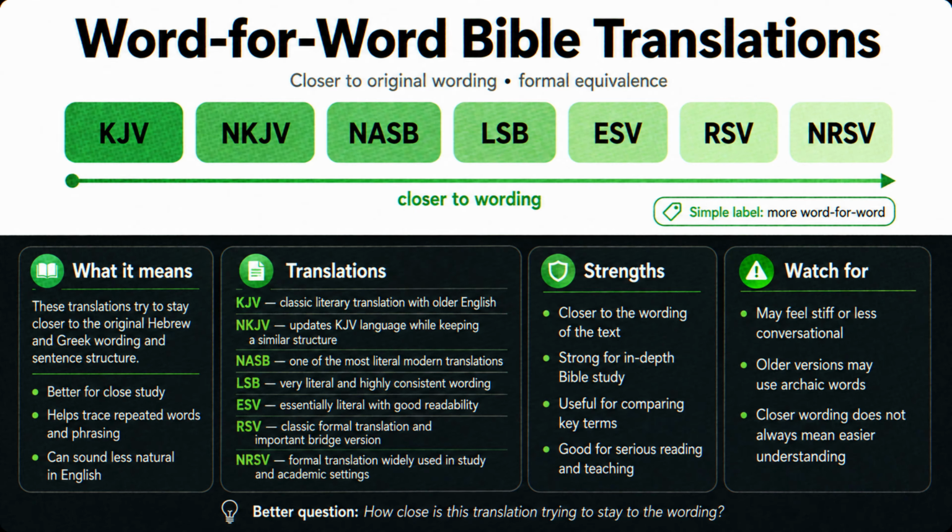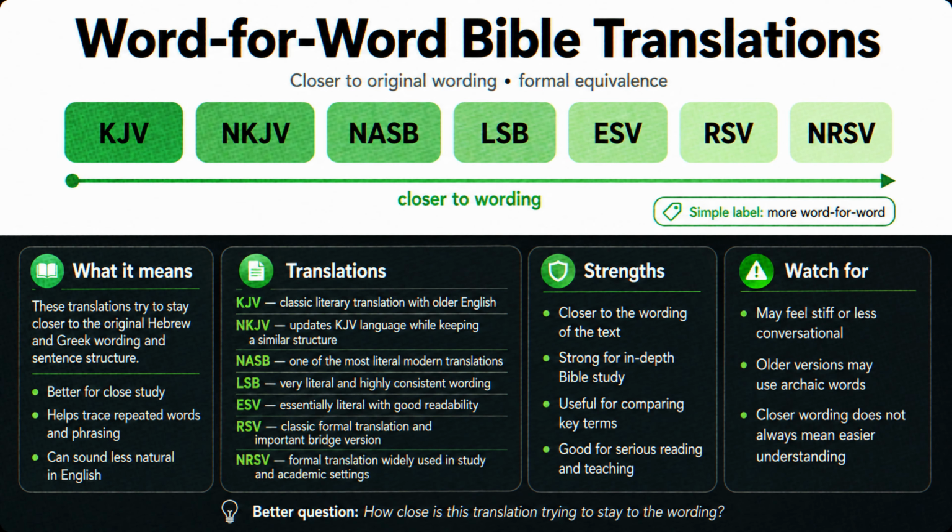Right. The translators of these versions actively refuse to smooth out the sentences just to appease a modern ear. So if the original Greek was clunky, they leave it clunky. Exactly. If the original grammatical structure was complex or slightly awkward, a word-for-word translation will often intentionally leave it slightly awkward in English. Wow. Preserving the exact syntax is paramount, because those minor grammatical details, like whether a word is singular or plural, past tense or present, they form the absolute bedrock of traditional doctrine.